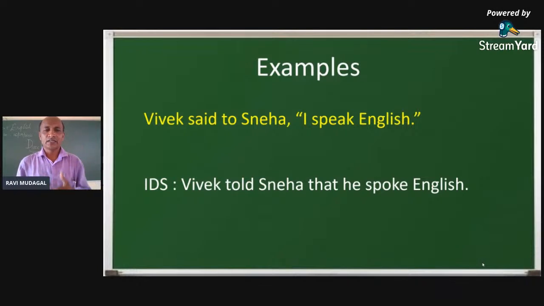Here, "said to" is changed to "told." Instead of "I," we have used "he." Instead of "speak," we have used "spoke," and "English" remains the same. The reported speech, indirect speech, is: Vivek told Sneha that he spoke English. Right. Let's move on to the next example.